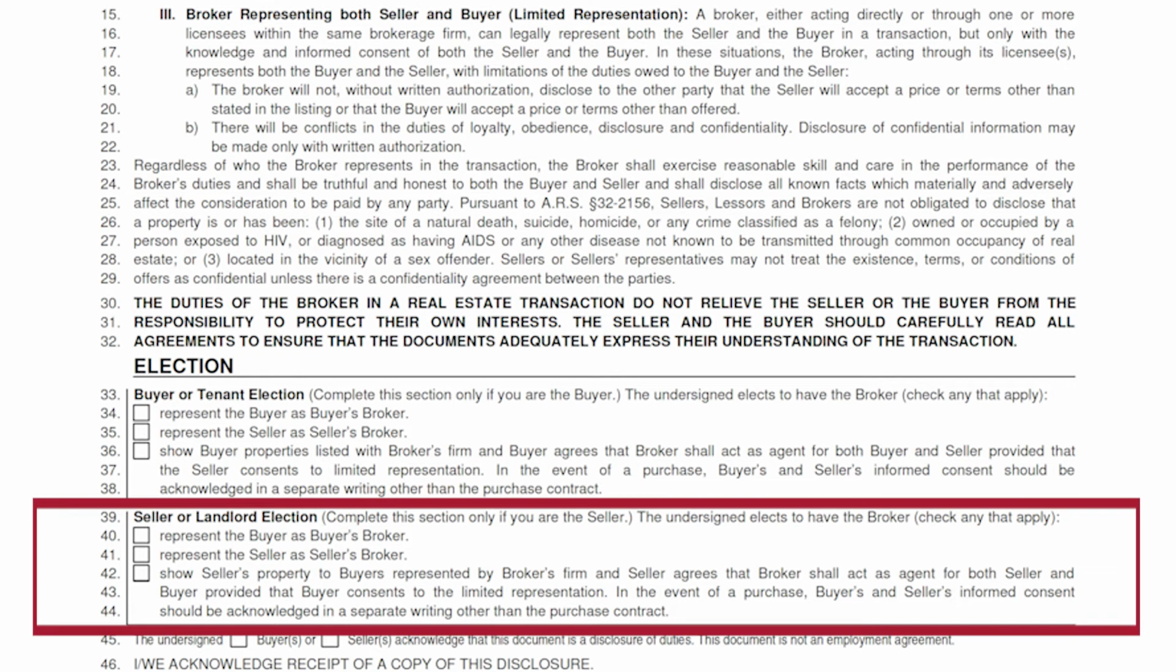Lines 39 through 44 also require your selection. Here is where you will check a box to declare that you will represent the buyer as the buyer's broker, represent the seller as the seller's broker, or to show the seller's property to buyers represented by the broker's firm, where the seller will agree that the broker shall act as agent for both the buyer and the seller, provided that the buyer consents to the limited dual representation.